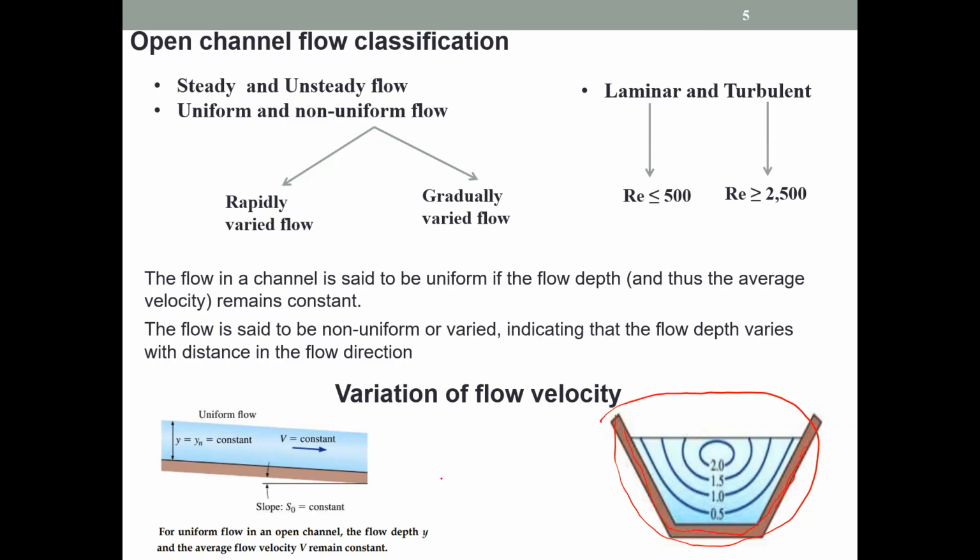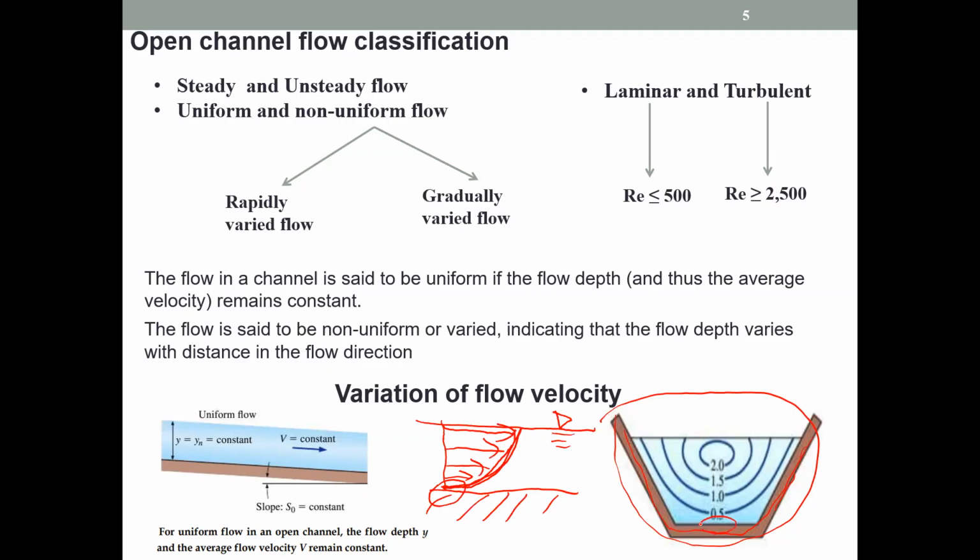So probably you remember when you draw the velocity profile towards the water surface, we draw it like this. Velocity increases as we go towards the water surface. This is how the velocity changes, right? So velocity closer to the bed is practically zero, right? So when you take a cross section, that is how the velocity changes.